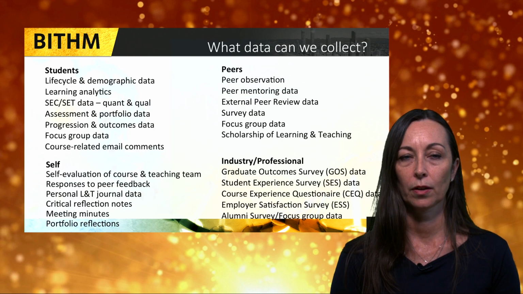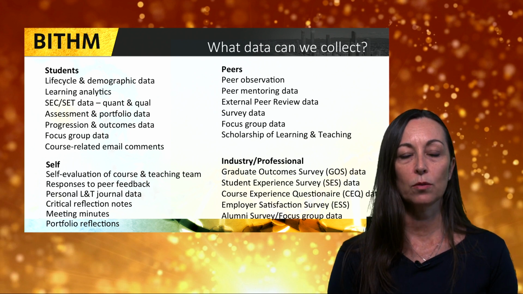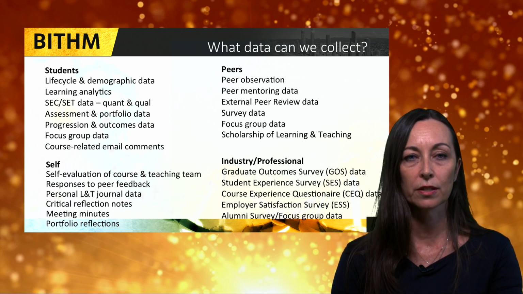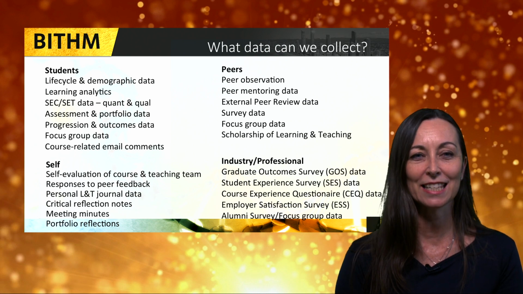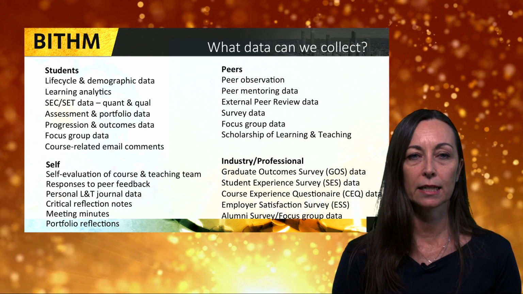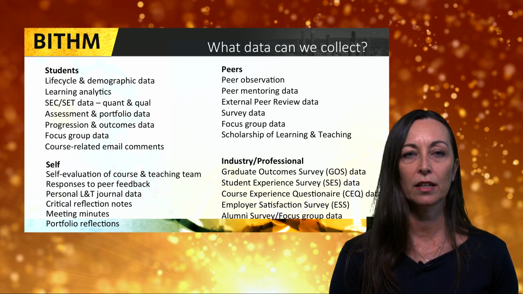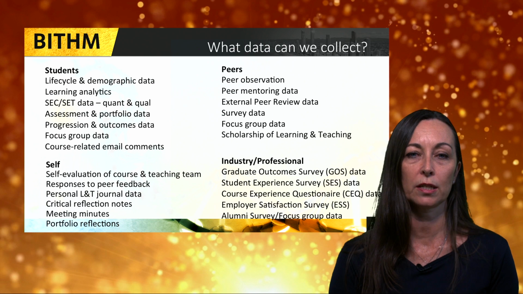course. So what data can we collect about our courses? Once again, when we're looking through the lenses of Brookfield's, we can see here that through the students' lens, we've got information about life cycle and demographic data, learning analytics, we have experience data, we have assessment and portfolio data, progression data, focus group data and course-related email comments. Through the self lens, we can do some self-evaluation of courses and teams.